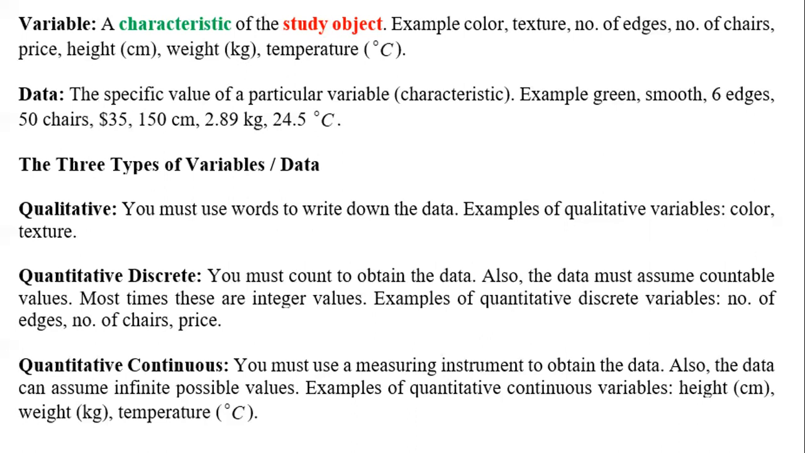So qualitative, you have to use words. Quantitative discrete, you have to count. Quantitative continuous, you have to measure. Variable is the characteristic and data is the specific value.